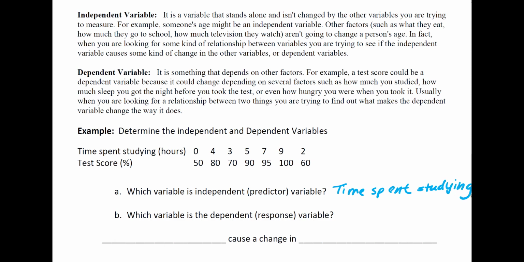That's the independent variable. Sometimes we call that variable x. That means the test score or the percentage is the dependent variable. This is the test score. Sometimes we might call that y. So your test score depends on how much time you spent studying.